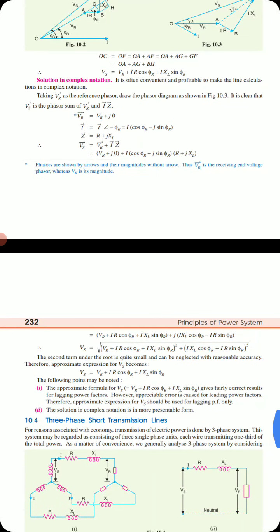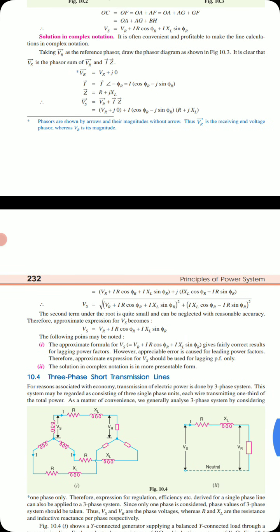After multiplying this, we will get Vr plus IR cos phi r plus IXL sin phi r plus the complex terms, that is the j terms, which are IXL cos phi r minus IR sin phi r. Or finding the Vs, taking the total square root of this, we will get like this. Or Vs, approximately, we can write it as Vr plus IR cos phi r plus IXL sin phi r.